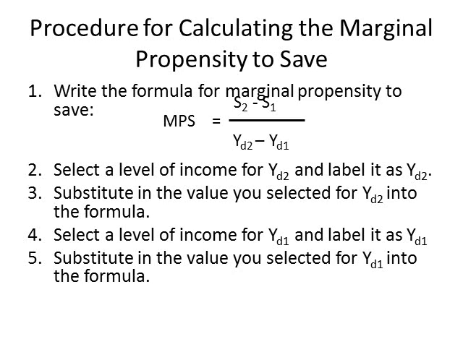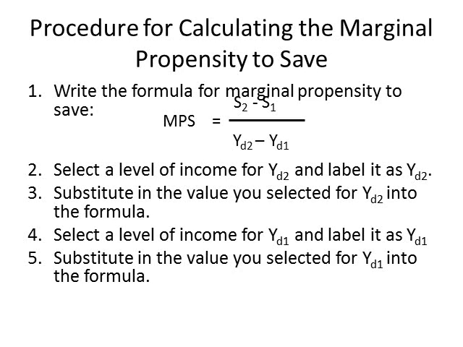The first step in the process of calculating the marginal propensity to save is to write down the formula for the marginal propensity to save. That is, the marginal propensity to save, or MPS, is equal to S2 minus S1 divided by Y2 minus Y1. The S's represent two different levels of savings, and the Y's represent two levels of income.